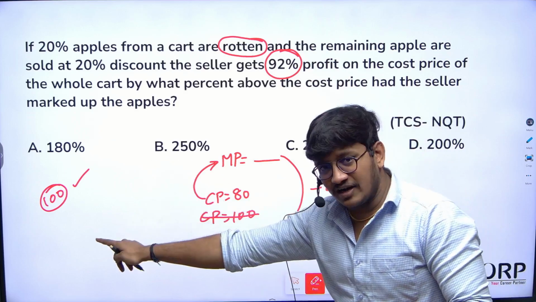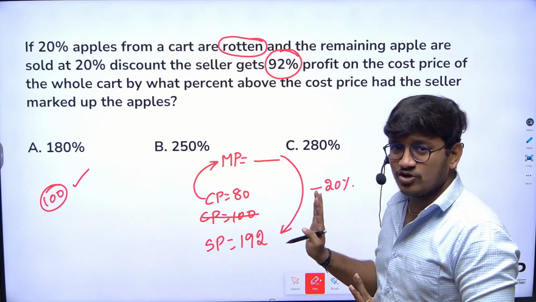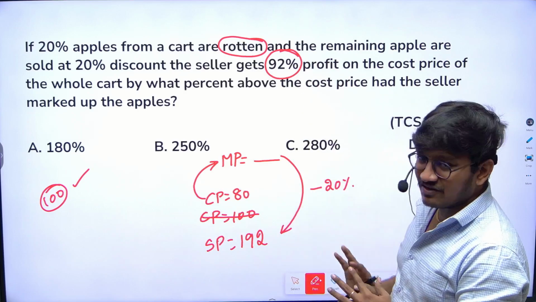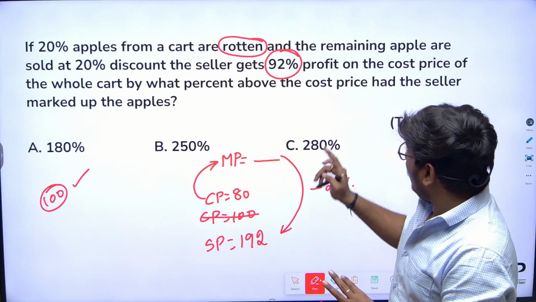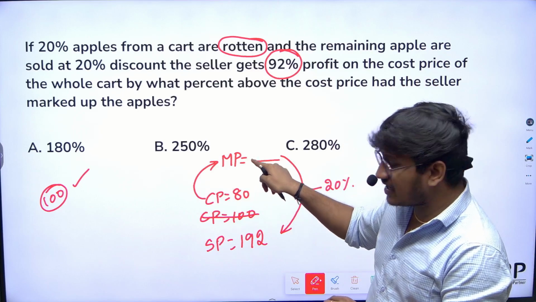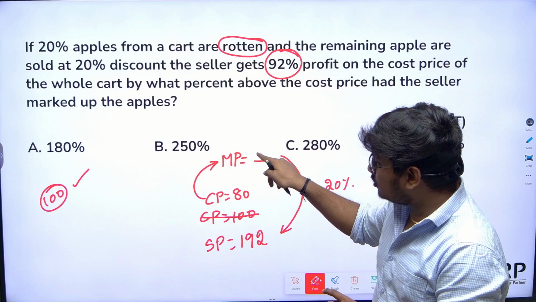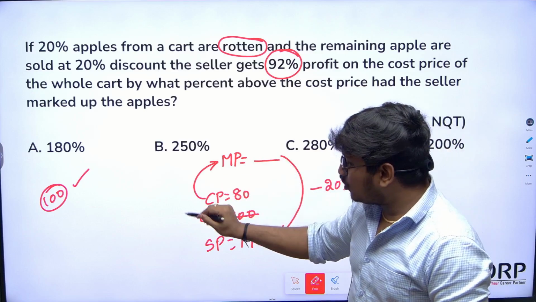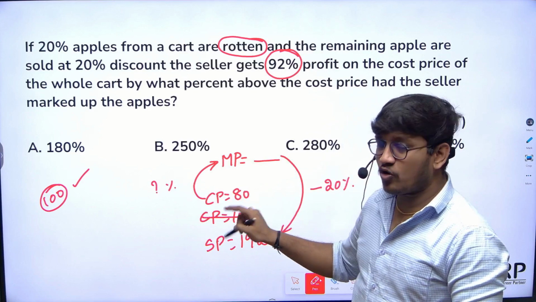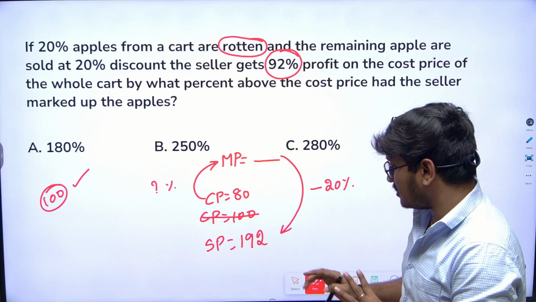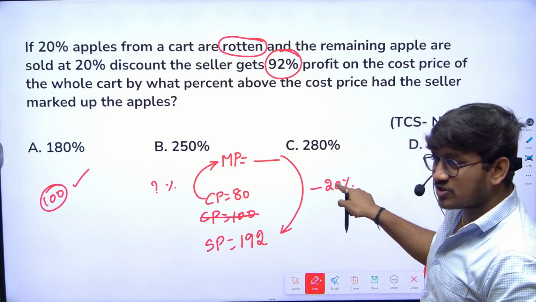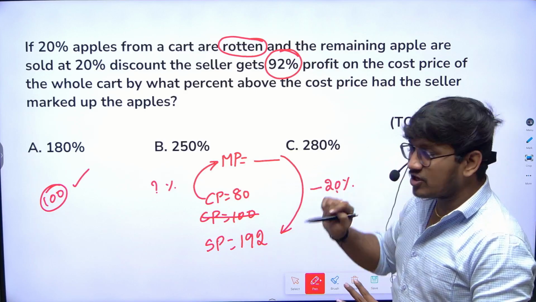He spent 100 rupees and he got 192 rupees. What is the profit percentage? 92%. That's the condition given. Now the question is, by how much percentage did he increase the price? First you should understand the market price value. If you get to know this market price, then you will get to know how much percentage he might have increased the price from cost price to market price. That's the question. Already the selling price is given, and how much discount was given, so the market price we need to find.